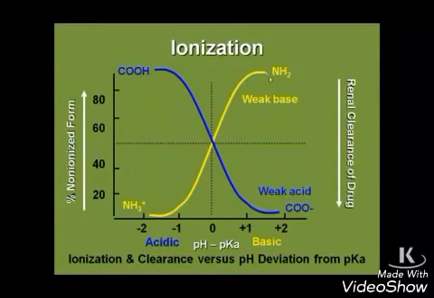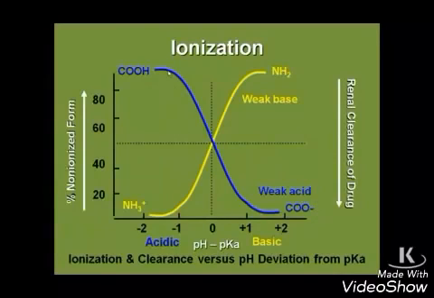Okay? If you want to eliminate a weak base, you want to put the weak base obviously in an acidic environment. That makes the drug highly ionized and more easily cleared. So notice the arrow going down means the forms at the bottom of our graph are more easily cleared.